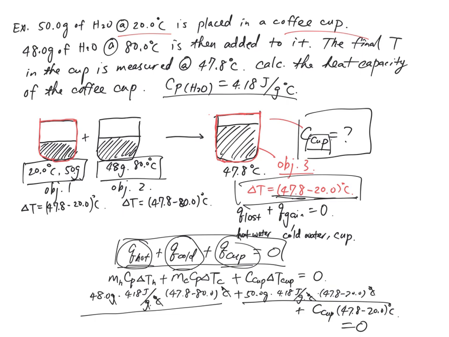Rearrange the equation. You find that your C of the cup, the heat capacity of the cup, is 23.4 joules per degree Celsius. Because these numbers combine to give you a joule unit, and X times degree Celsius equal to that. And the unit of the C should be joules per degree Celsius, which is what we know. Heat capacity has unit of joules or calorie per degree Celsius.